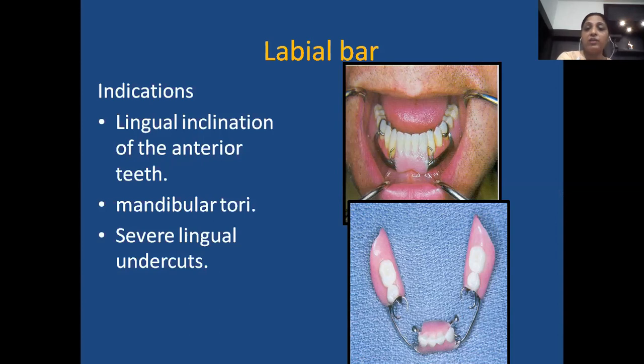Now these situations can be if the teeth are crowded, if the teeth are very lingually tilted, if there is severe undercut present on the lingual side, or if the mandibular tori are present. In those cases, we need to give labial bar. So I'll read out the indications. It is given in the cases where lingual inclination of the anterior teeth is present, where mandibular tori is present, or wherever there is severe lingual undercuts.